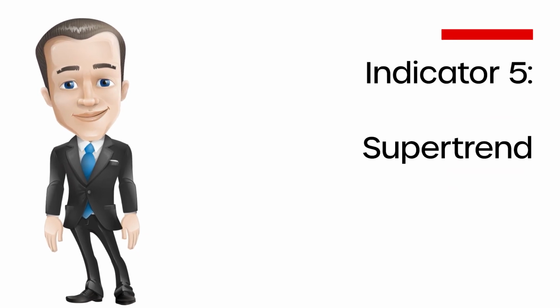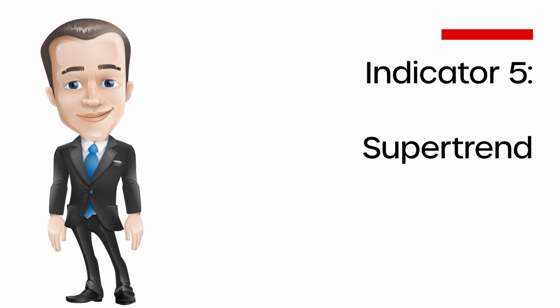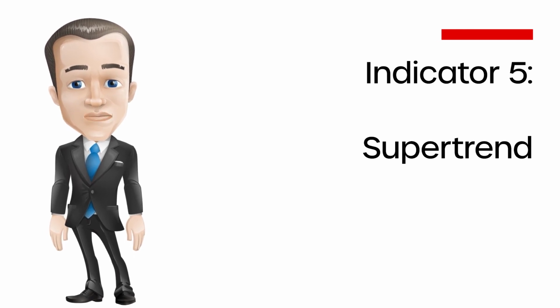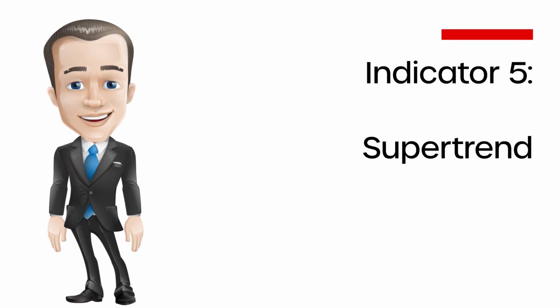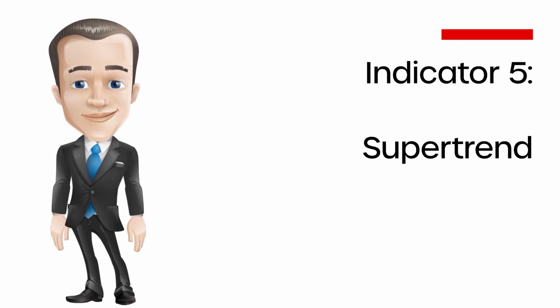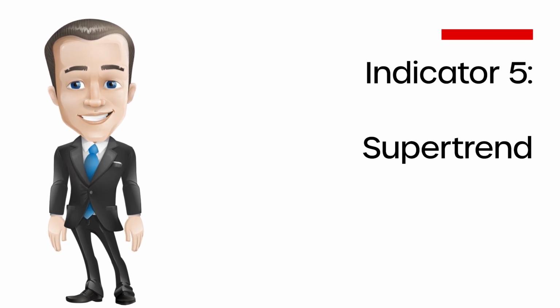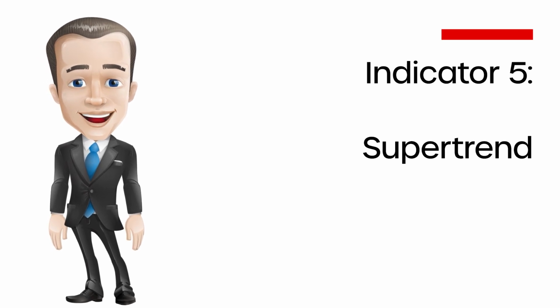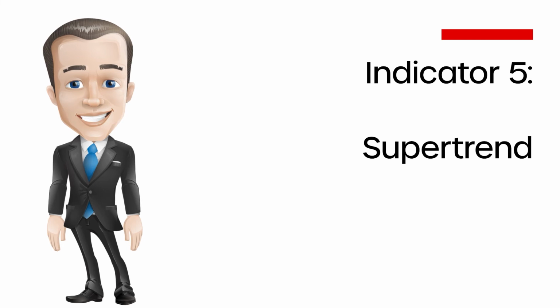Indicator 5, super trend. As the name suggests, super trend is a trend indicator that indicates the direction in which the price movement in a market is trending. A super trend indicator is plotted either above or below the closing price. This indicator changes color based on the change in the direction of a trend. If the super trend indicator moves below the closing price, then the indicator turns green and gives a buy signal. Conversely, if the price closes below the indicator, it shows a sell signal in red.